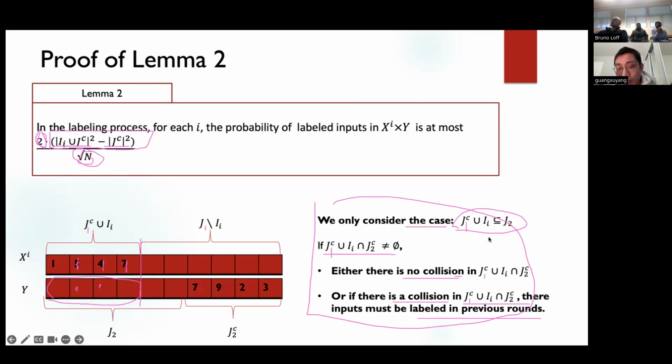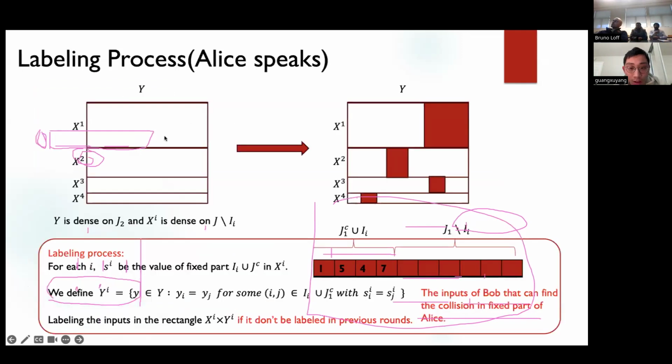So we only label the input if it isn't labeled in a private round. Any question about this argument? Here is the argument that we don't label it. If the input isn't labeled in a private round, we just label it.